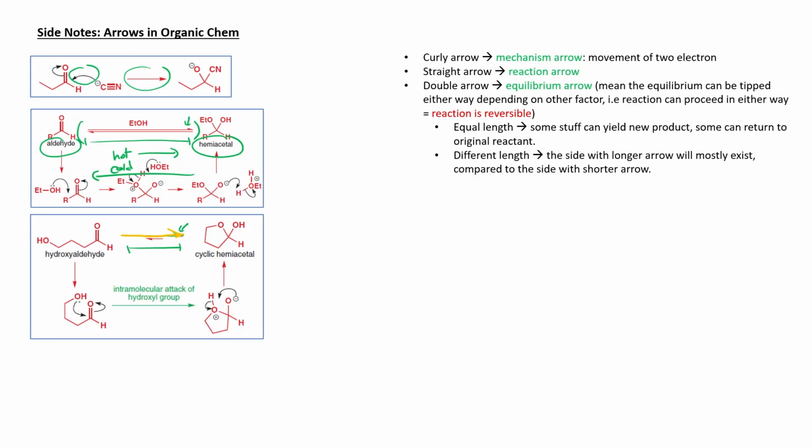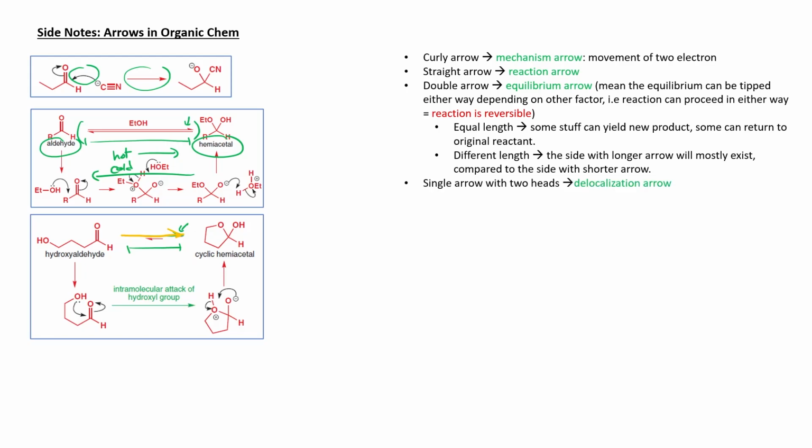What does it mean is that the product, in this case, you see the longer arrow going towards the product, meaning that the product is more favored. When you do a reaction, most likely you will get the product, because it is much more favorable to become a product rather than going back to the reactant. So that's what it means.